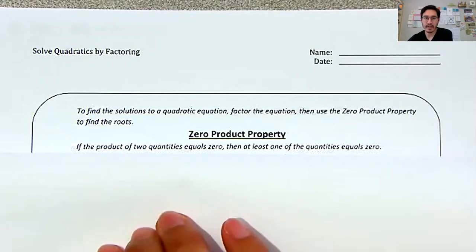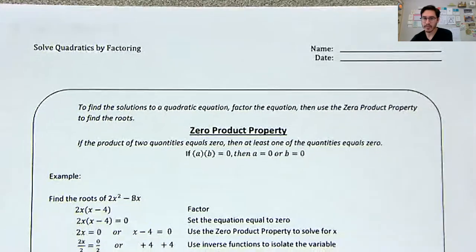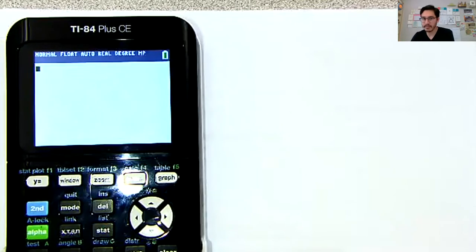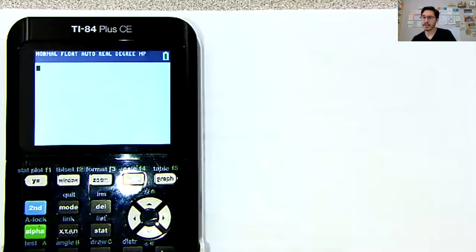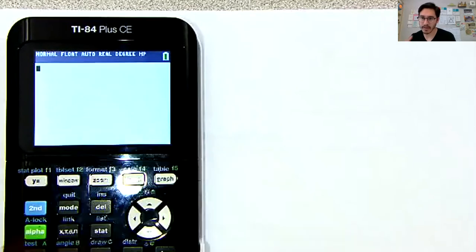So this week, one of the topics we're going to learn about is solving quadratic functions by factoring. We're going to go through this worksheet together. But before we do that, I've got a couple of number riddles for you. Before I started this video, I programmed a couple of numbers into my calculator. Only I know what the numbers are, but I'm going to give you some clues and see if you can figure out what my numbers are.